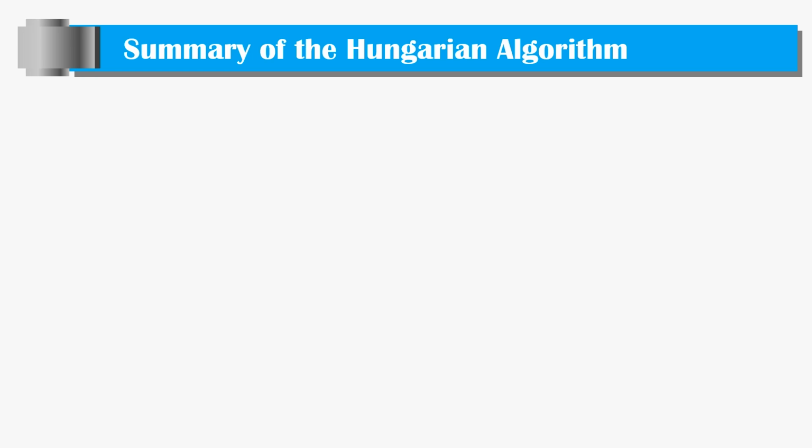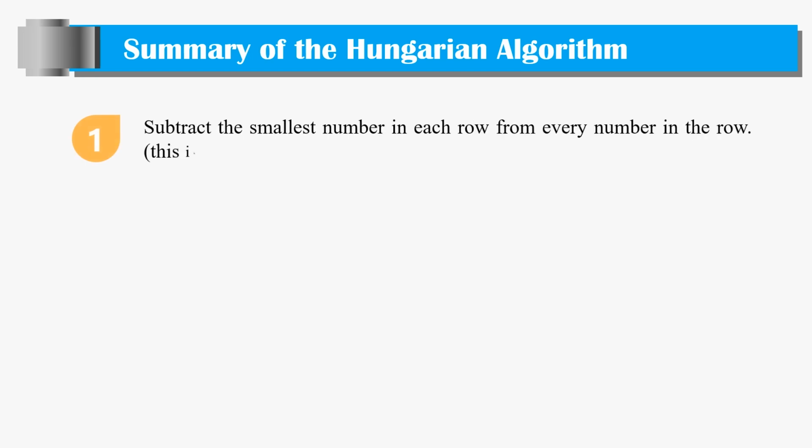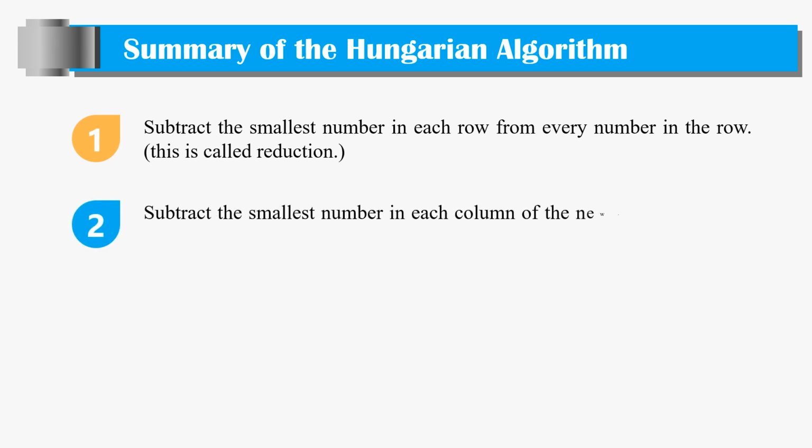Now we summarize the Hungarian method. It includes step 1: subtract the smallest number in each row from each number in the row. Step 2: subtract the smallest number in each column of the new table from every number in the column.